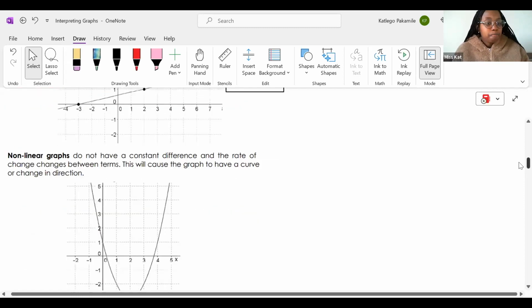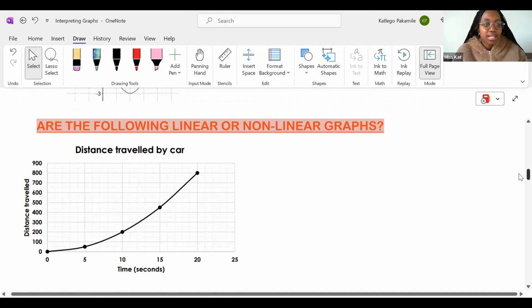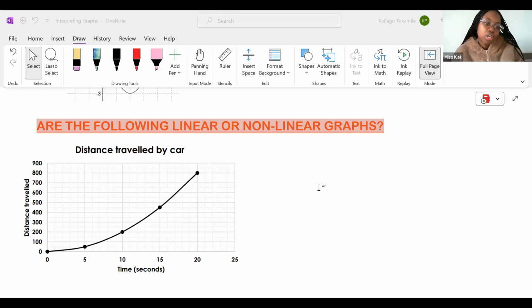Okay. Now, let's talk about the following. Are the following graphs linear or non-linear? Let's hear what you guys have to say. This is a graph that shows us the distance traveled by a car in seconds. Okay, so at 0 seconds, the car has traveled 0. It hasn't moved. That makes sense, right?